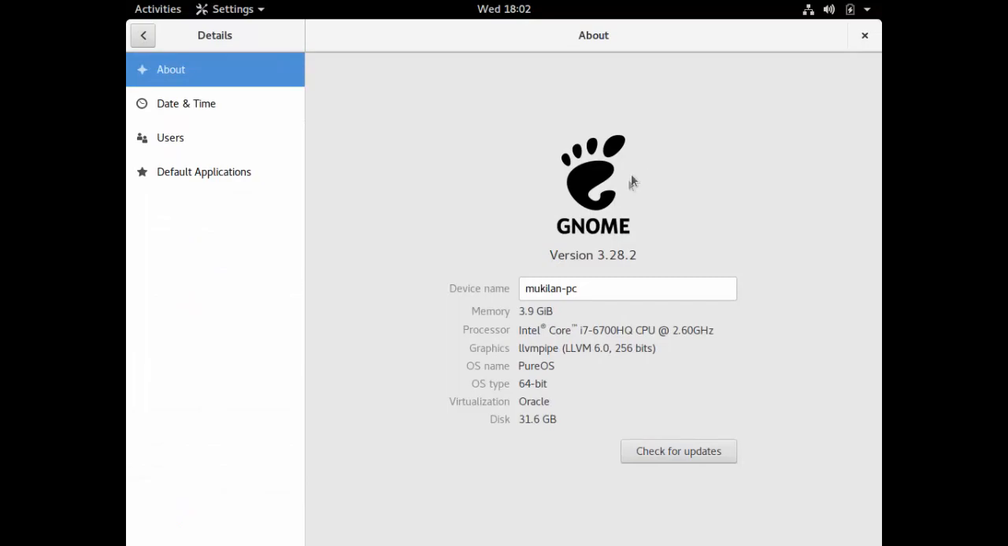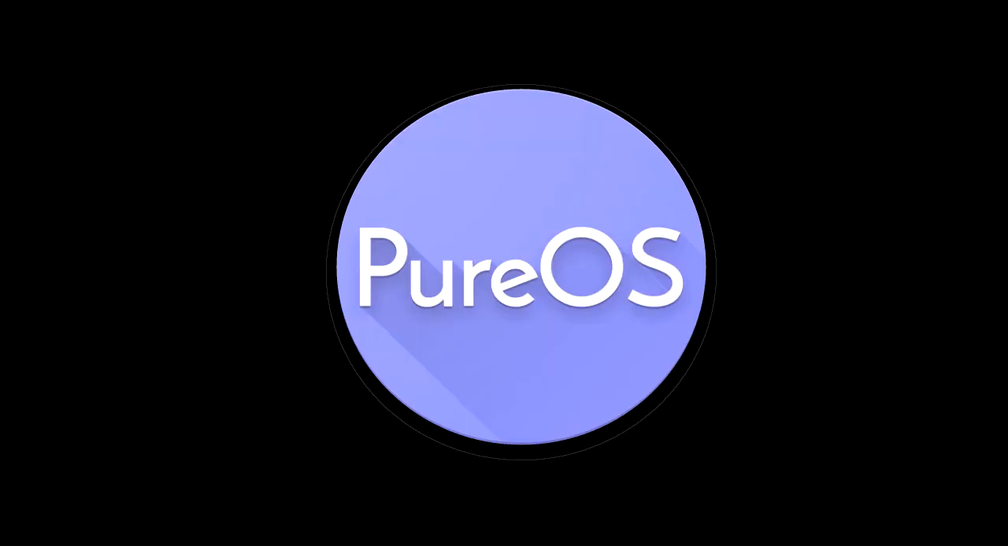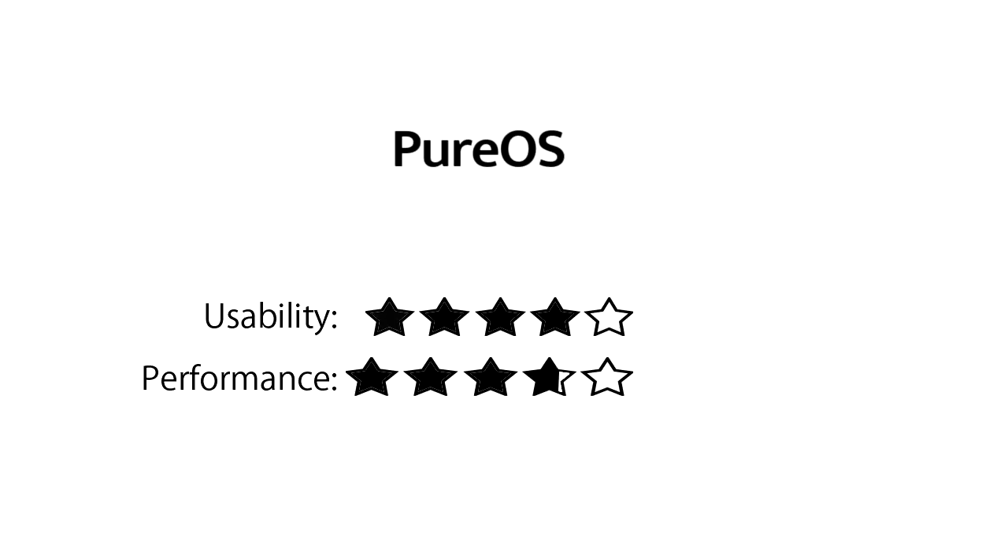The GNOME version present here is 3.28.2, which is quite a bit faster and easier to use when compared to the previous versions. To conclude, this Linux distribution is easy to use and provides lots of security and privacy to the home user. We would give 4 out of 5 for the usability and 3.8 out of 5 for the performance.